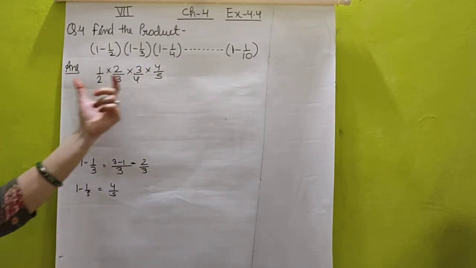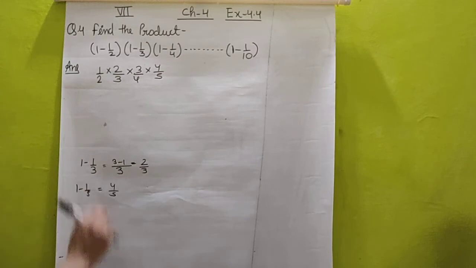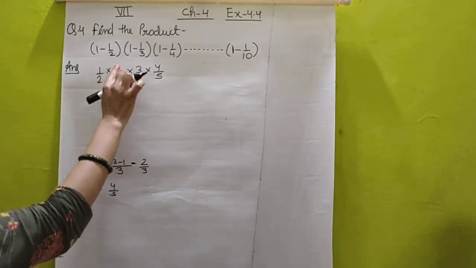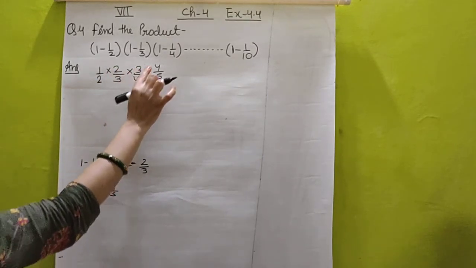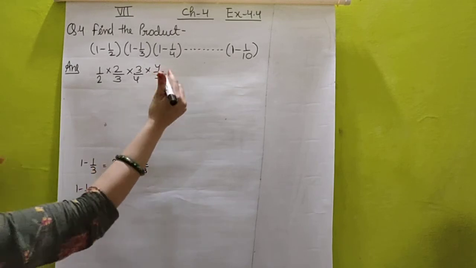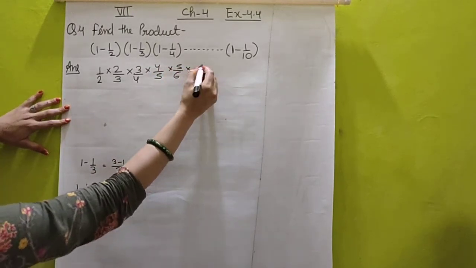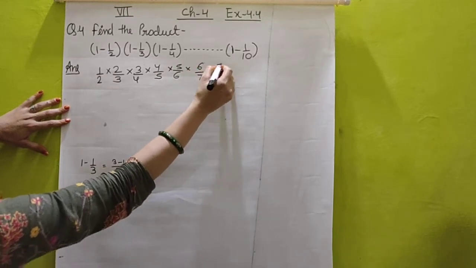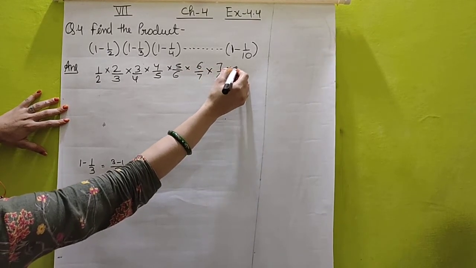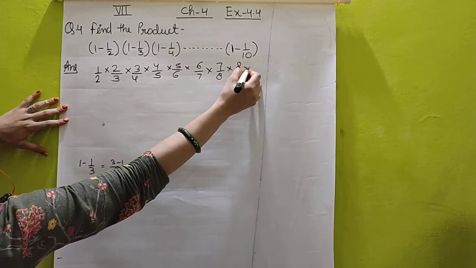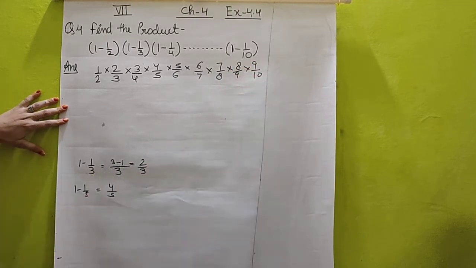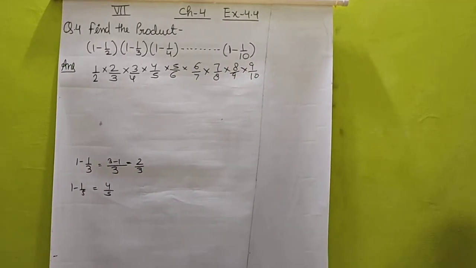Students, this series will continue till 10. Like 1 upon 2, 2 upon 3, 3 upon 4, 4 upon 5. Then with 5 we will start 5 upon 6. Then with 6 we will start 6 upon 7. Then 7 upon 8, then 8 upon 9, and then 9 upon 10. Till here, students, it will go.